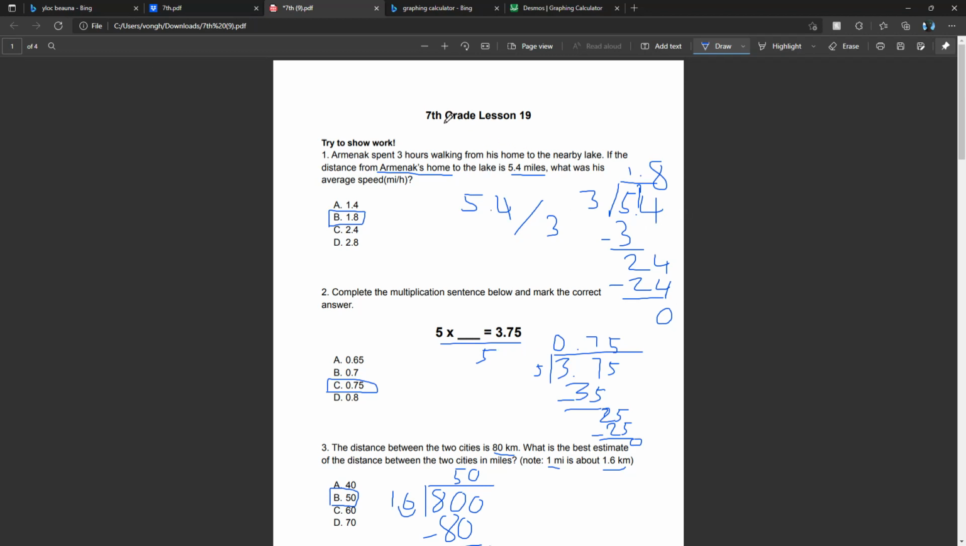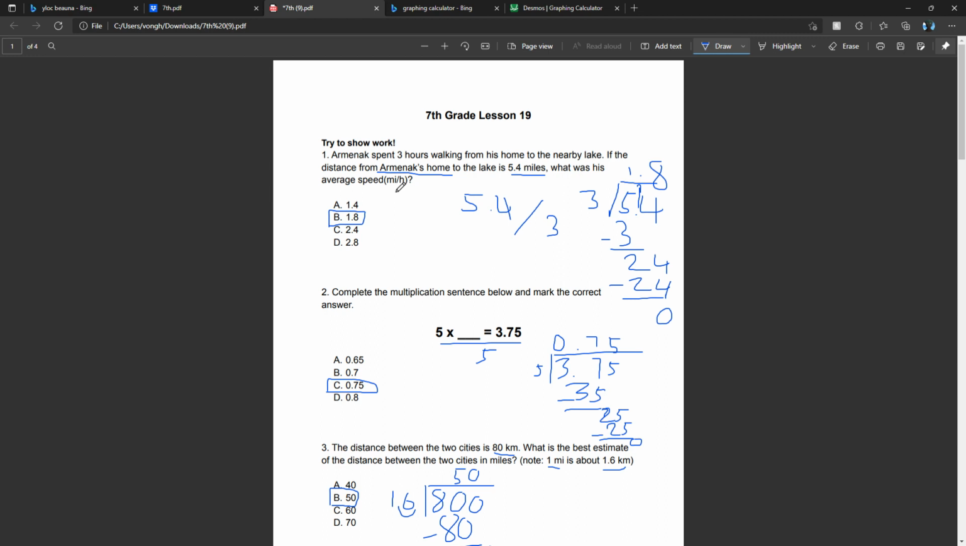This is the 7th grade worksheet for lesson 19, and I'll be covering it. So the first part, we have Armanek spent 3 hours walking from his home to a nearby lake. If the distance from his home to the lake is 4.5 miles, what is his average speed?